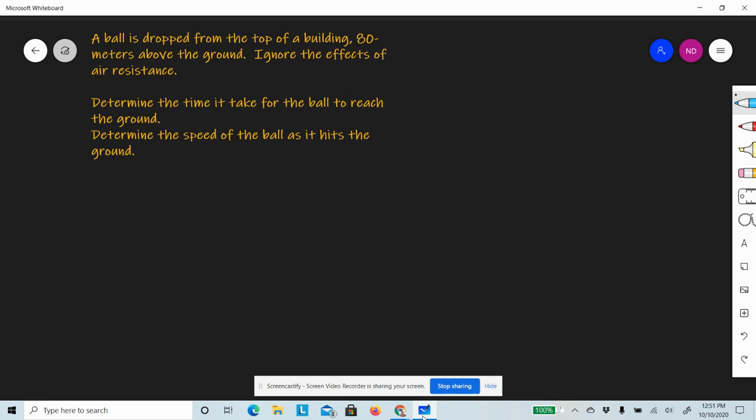The ball is dropped from the top of a building that's 80 meters above the ground, ignoring the effects of air resistance. Determine the time it takes for the ball to reach the ground and determine the speed of the ball when it hits the ground.